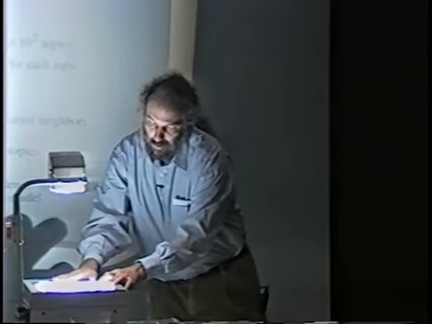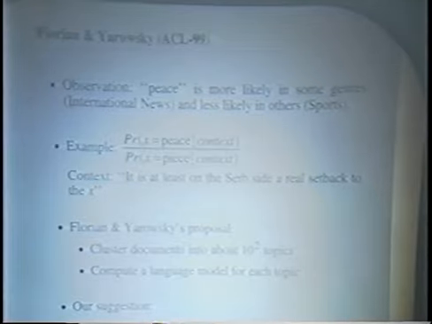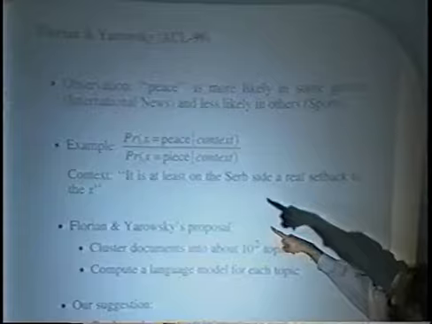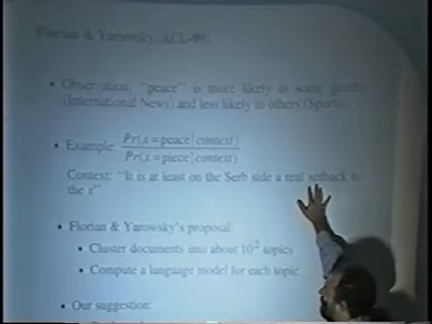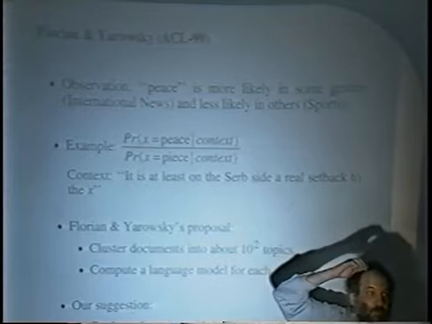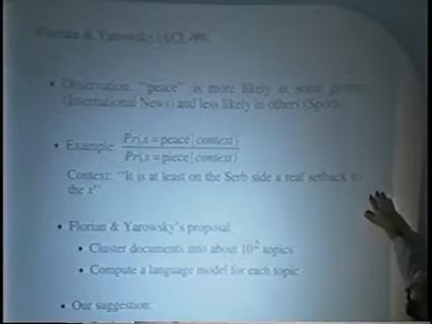Now, recent ACL work that you probably know of, they looked at the word "peace" and noticed that it was more common in some genres, like international news, and less common in some others, like sports. And they were interested in a speech recognition application of what's the relative likelihood of the word X in this context being one kind of piece as opposed to another kind of piece. The intuition is that in this context, the likelihood ratio should go up beyond the prior.